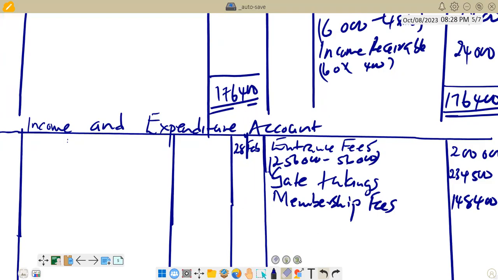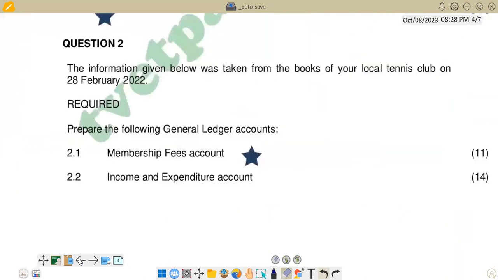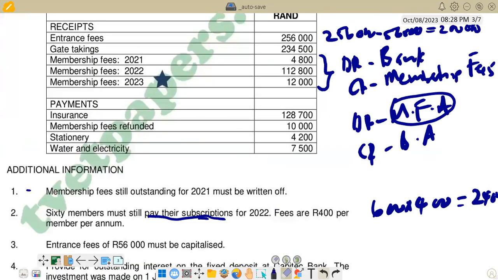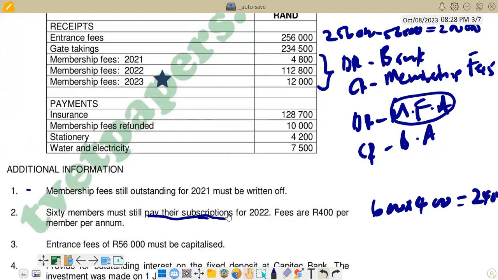Right. Then we go again to check if we have got any other income that we have in the information that we are given. Right. If you come here again, let's go to additional information. We finished the table in terms of any income that is there.